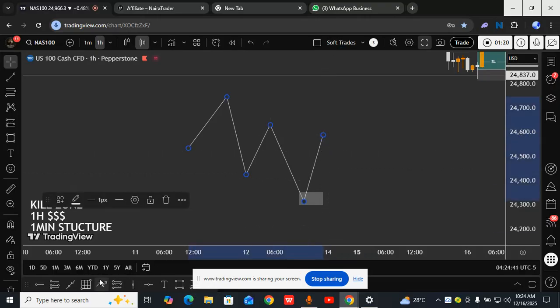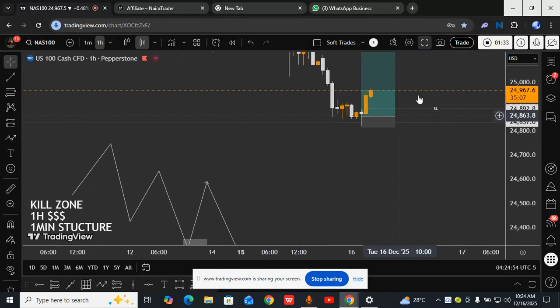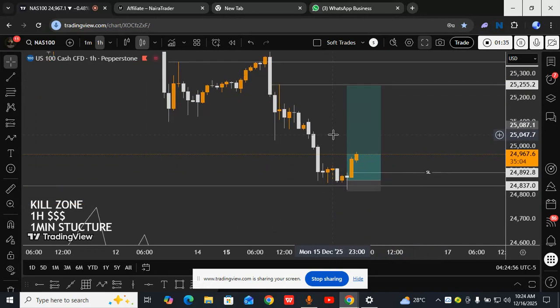Now, the structural trades are the ones that I take from the golden zone or the supply zone in case of a sell, right? In case of a bearish structure, that is what I call the structural trade. So this is actually a reversal trade.